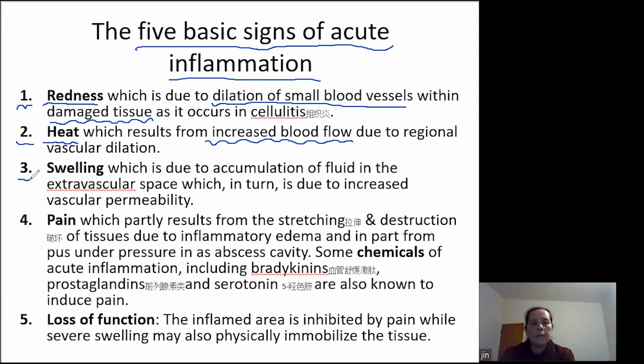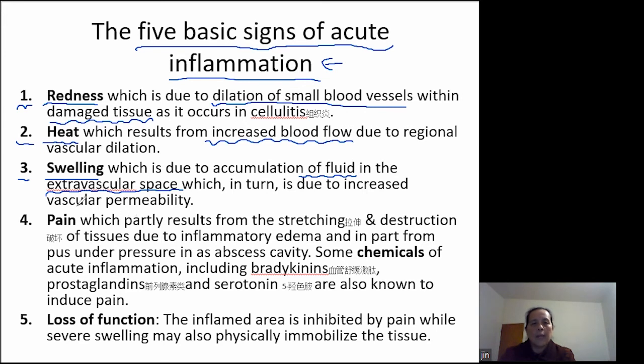And the third symptom or sign is swelling. We're talking about inflammation, which is a local problem, so it's locally swollen there. Because the blood vessels dilate, firstly some fluid comes out. It originally comes from the blood circulation and goes to the space between the cells. Then that makes it swollen there.